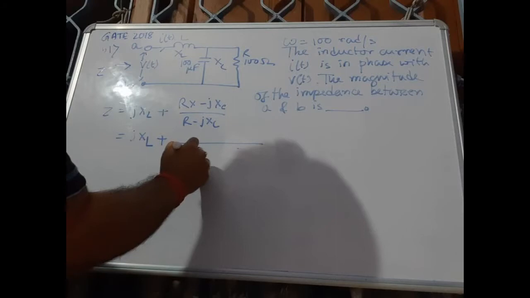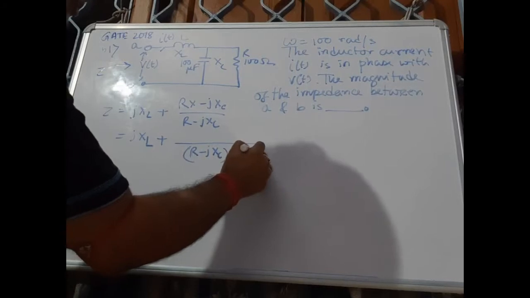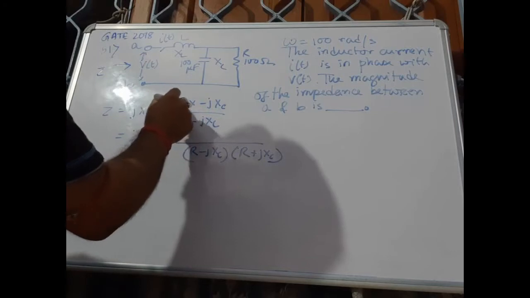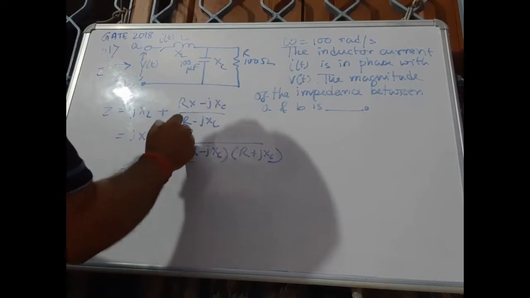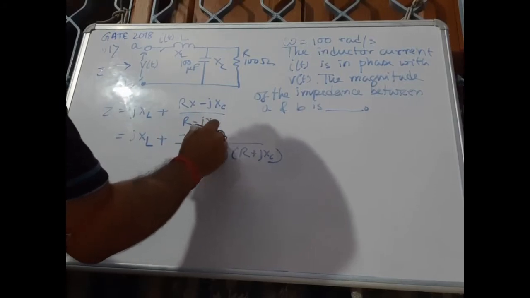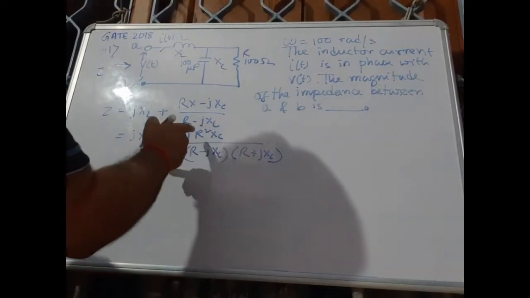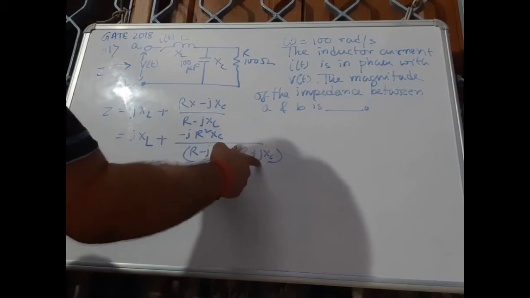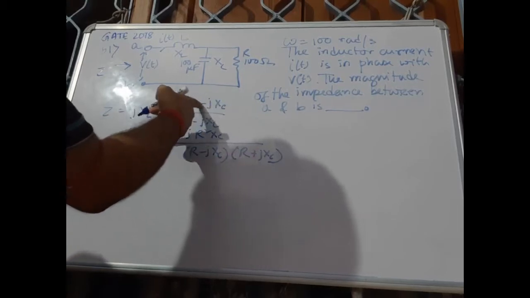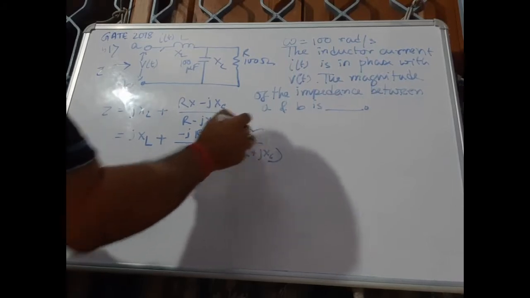I will multiply the denominator and numerator with R plus jXC. So this is minus jRXC into R, so this will be minus jR square XC, and plus, into minus minus, j square equals minus 1. So this will be plus XC square, right?